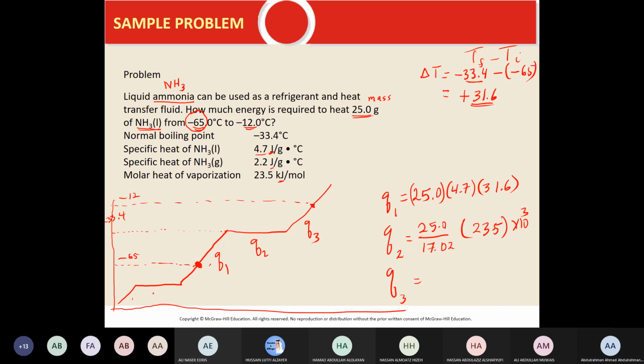Okay, what's Q3? 25 multiplied by 2.2, times the delta T. What's the T final? Minus 12 is the T final, minus minus 33.4. And what's delta T in this case? 21.4. And calculate Q for this one. Is this clear? How easy?